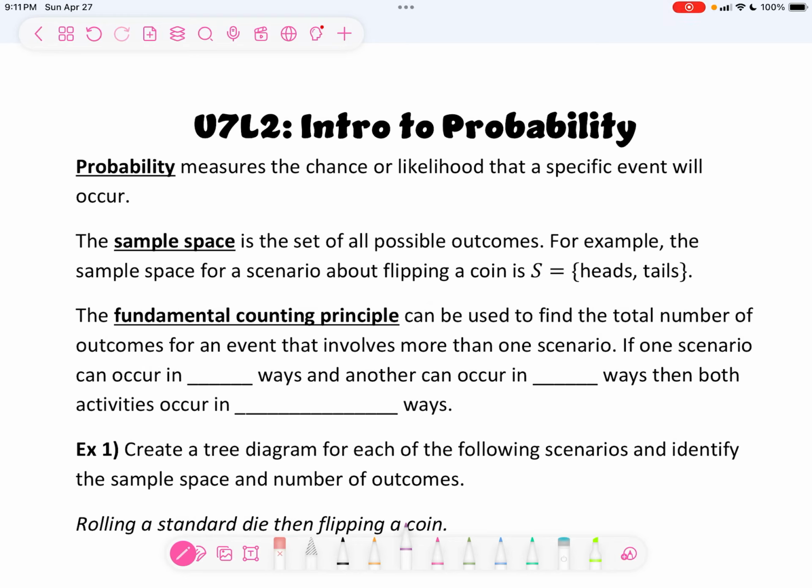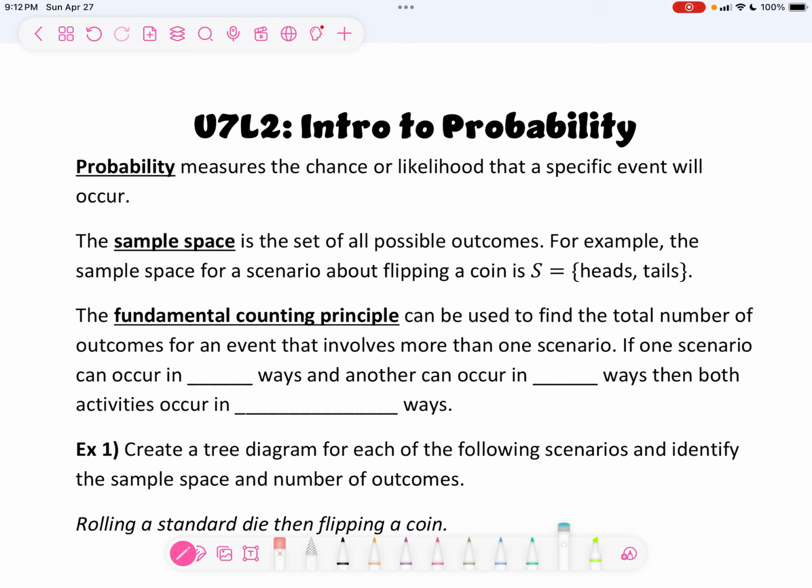Welcome to U7L2 Intro to Probability. So probability measures the chance or likelihood that a specific event will occur. One important part of probability is the sample space. The sample space is a set of all possible outcomes. For example, the sample space for a scenario about flipping a coin would be heads and tails. So the sample space is all possible outcomes.